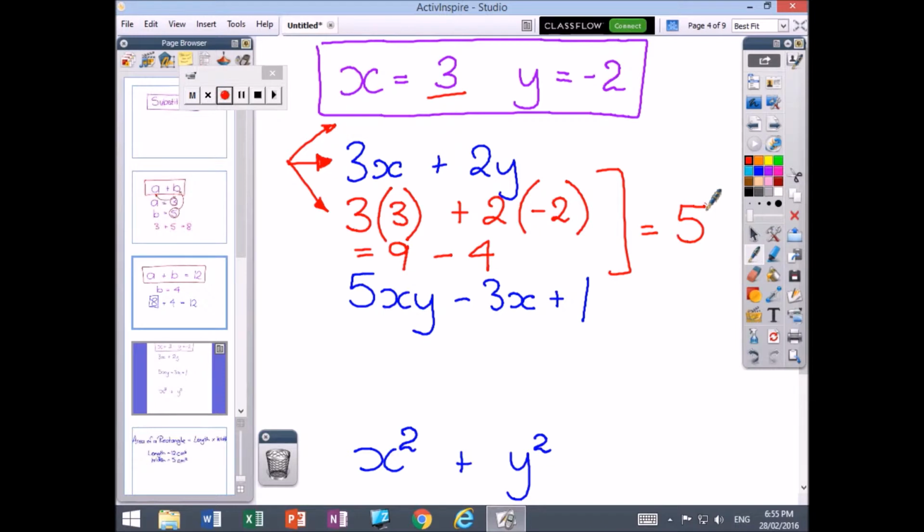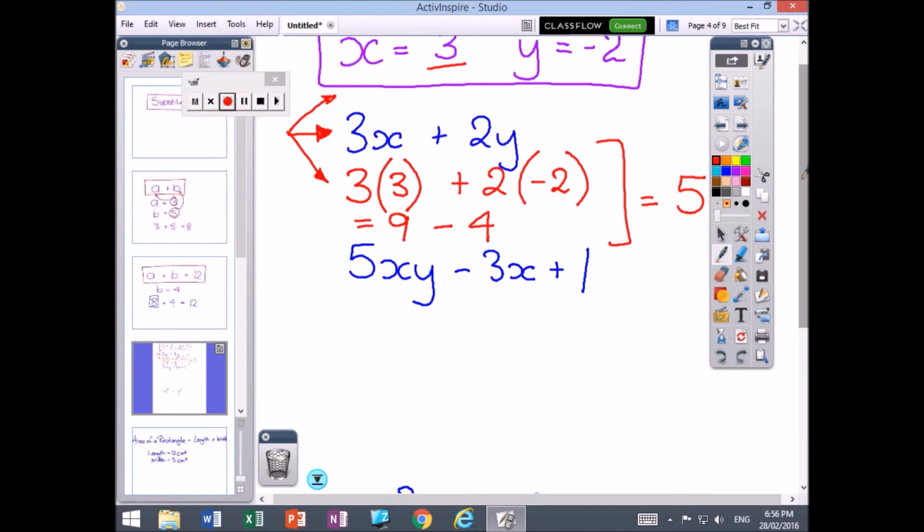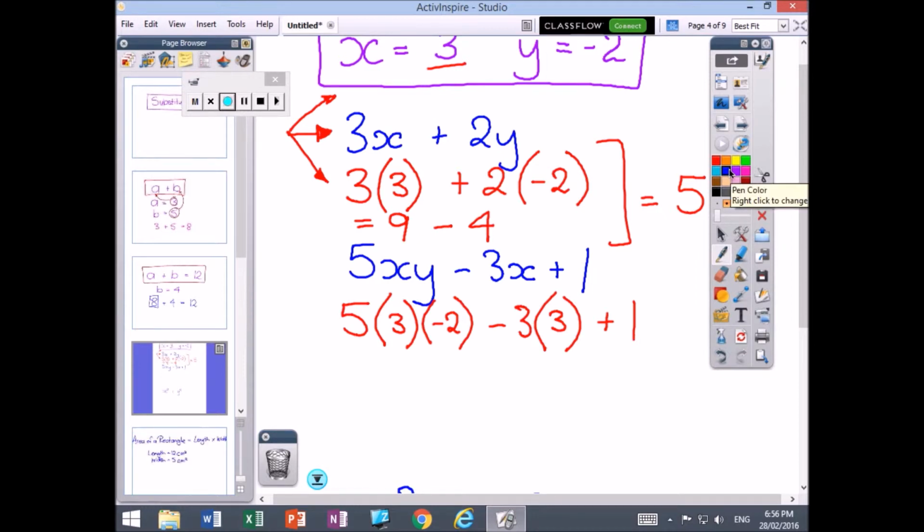Okay. We'll do another one here. So here we go. Remember, we're using 3 and -2. I'm going to rewrite this. 5, 3, -2. So x and y are used together in this example. -3, x again, so that's 3, plus 1. So this example's got x in there twice, so it's sort of reused. Now I'm going to multiply this out here. So 5 times 3 is 15, multiplied by -2, we get -30. -3 times 3 is 9, plus 1.